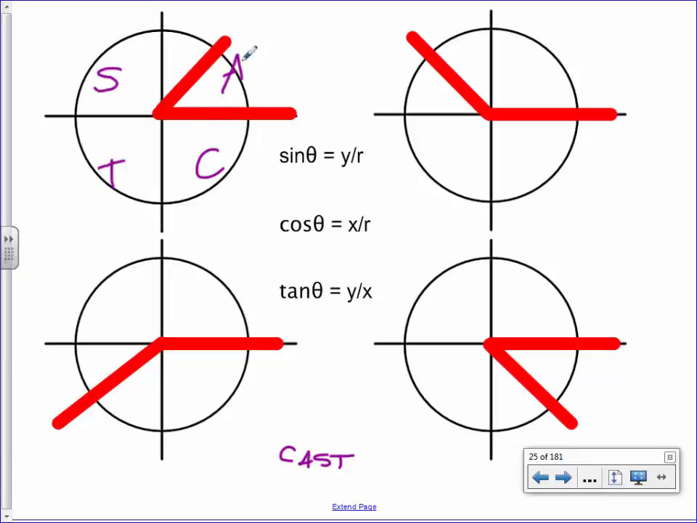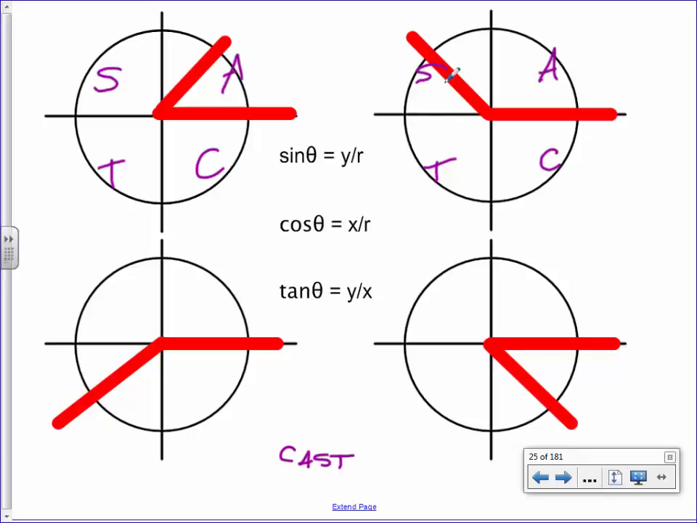In this quadrant right here, are there any negative x or y values? Okay, that's why it's A. All things are going to be positive. Does that make sense? And do the same thing in this quadrant here. So C, A, S, T. Is there a negative value in this one right here? What's negative, x or y?